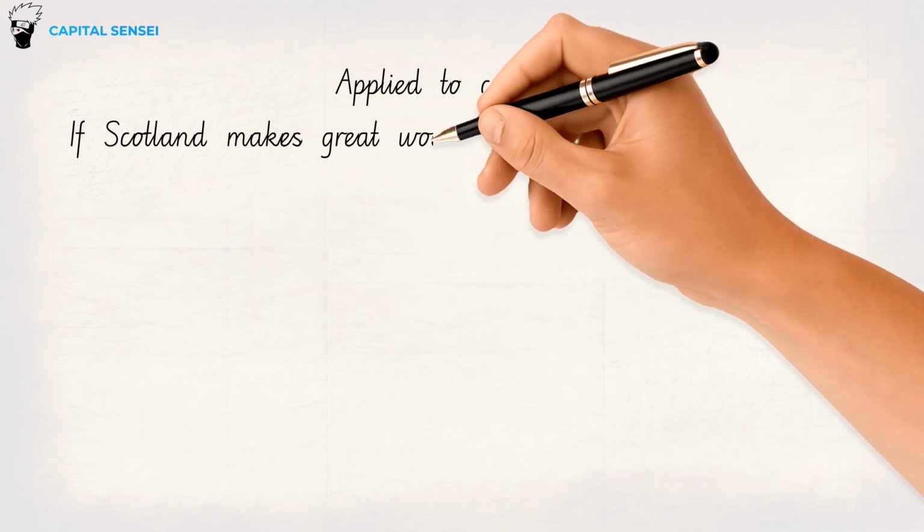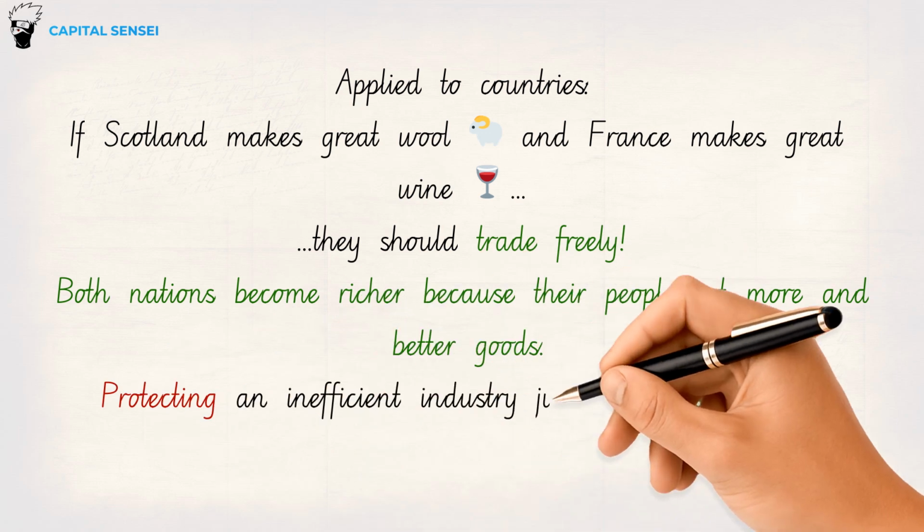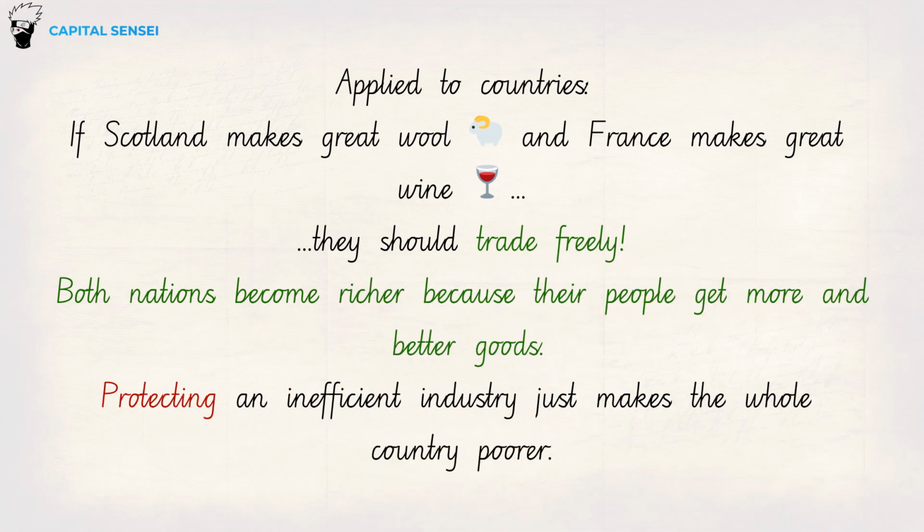Now apply that to countries. Smith argued that if Scotland can produce great wool and France can produce great wine, they shouldn't be putting up tariffs and barriers to block each other's products. They should trade freely. Scotland gets better wine than it could ever make itself, and France gets better wool. Both nations become richer because their people have access to more and better goods. Trying to protect a domestic industry that is inefficient is, in Smith's view, like forcing a country to use a blunt tool when a sharp one is available. It just makes the whole country poorer by wasting resources.